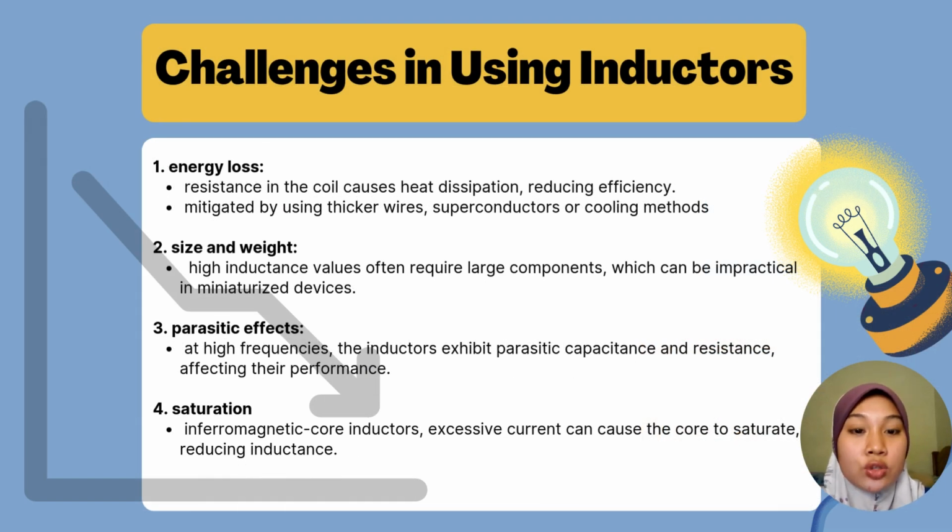Next is challenges in using inductors. The first one is the energy loss. The resistance in the coil causes heat dissipation and this reduces efficiency. The second one is the size and weight. High inductance values often require large components, which can be impractical in miniaturized devices. The third one is the parasitic effects. At high frequencies, inductors exhibit parasitic capacitance and resistance. These affect their performance. The fourth one is the saturation. In ferromagnetic core inductors, excessive current can cause the core to saturate, which reduces the inductance.